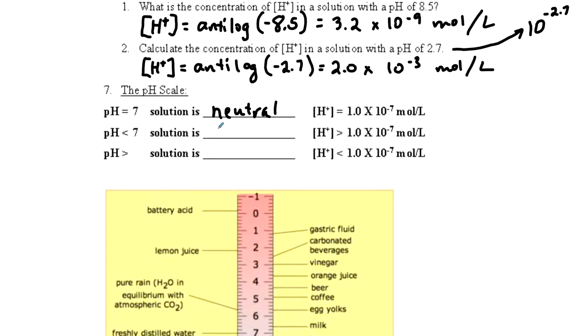A pH of less than 7, so the lower numbers on the scale, means it's acidic. So your hydrogen ion concentration is greater than that neutral amount, 1 times 10 to the negative 7. And a pH greater than 7 is a solution that is basic. Okay, so that means your hydrogen ion concentration is less than that amount.